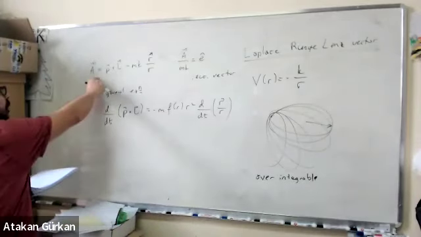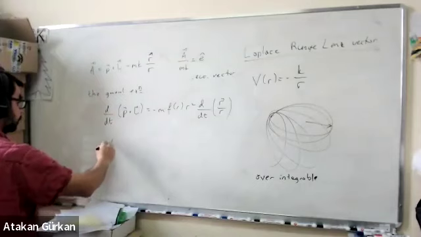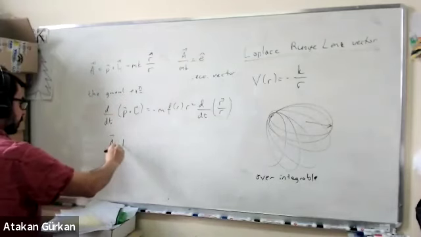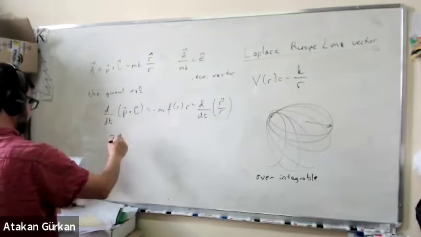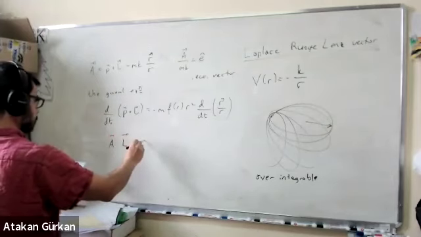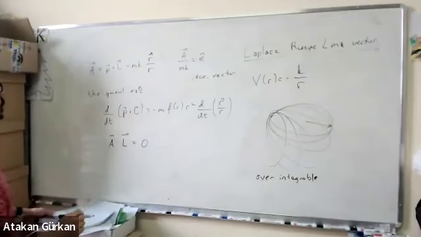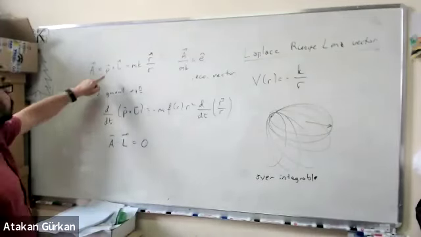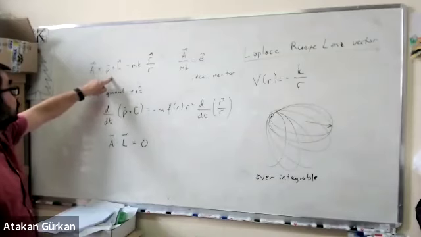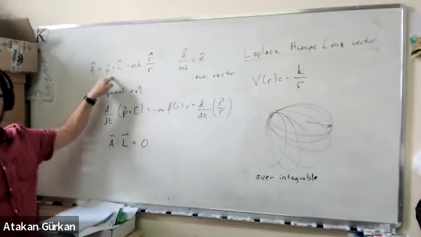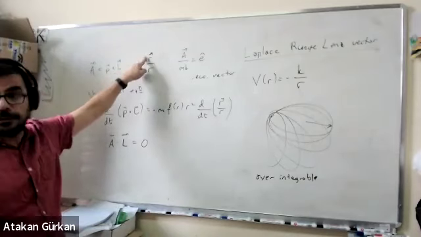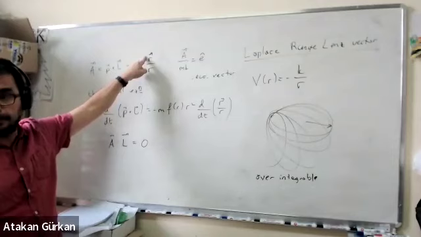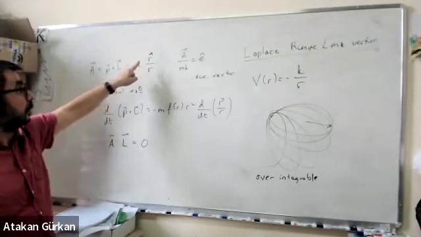Now, because A is given by this, A dot R, sorry. No, A dot L is 0. Now let's see if we can show this. So this one, when you dot it into L, it's trivially 0. Right? This one dotted into L has to be 0 because R is perpendicular to L, because L is R cross P. Okay. So this is 0.